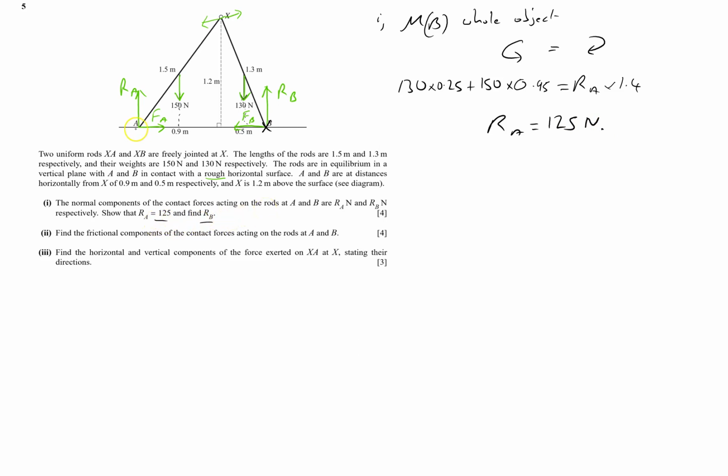You could take moments about here, but moments are always a little bit trickier. So as a general rule, you take moments once, and then you resolve vertically, or indeed horizontally. So resolve vertically for the whole object. And doing that, we're going to get what's going up, 125 plus RB. So basically we're doing upwards equals downwards, and that equals my 150 and the 130, and that says that RB equals 155 newtons. So that's done the first part.